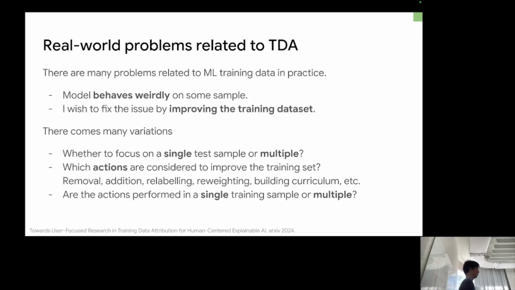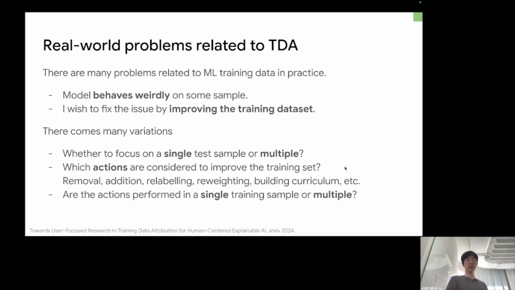So what are some real-world problems that are related to training data attribution? Maybe the model behaves weirdly. I wish the model to be doing well on this sample, and I want to fix that. Why is that happening, right? And then what we expect the TDA, training data attribution, to give me is the contributing factor to this misbehavior. And then I can basically fix these training points. It can be removing that training point, or it could be reweighting this training sample, or it could be fixing the label for this sample, and so on. There can be many actions.